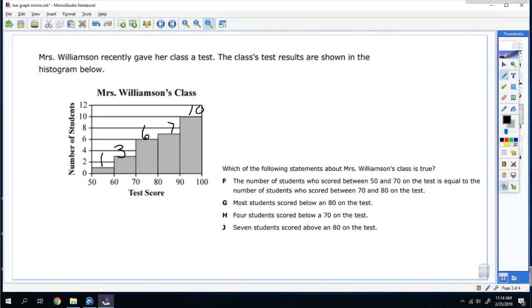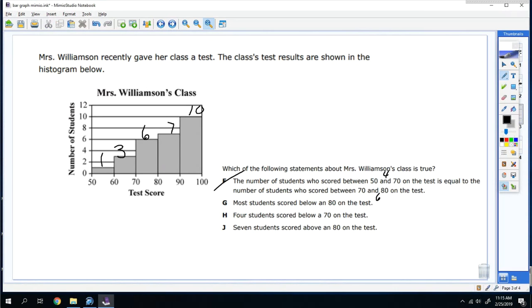So F says the number of students who scored between 50 and 70. Well, between 50 and 70, that's 4 students. So I'm going to write a 4 above it. And on the test is equal to the number of students who scored between 70 and 80. 70 and 80 is 6. So it says, is 4 equal to 6? No, so that's not true.